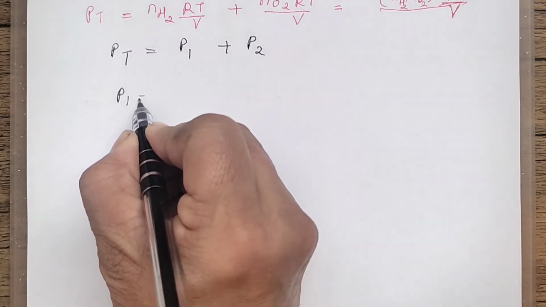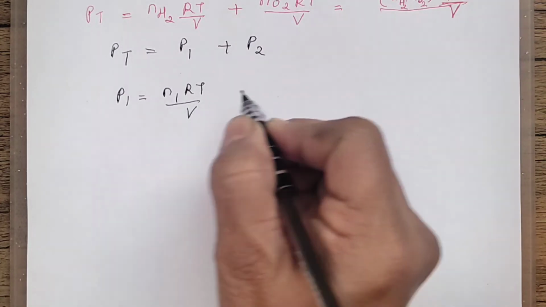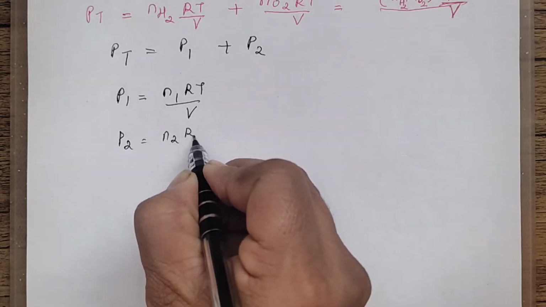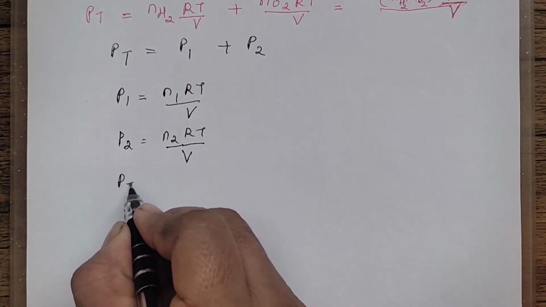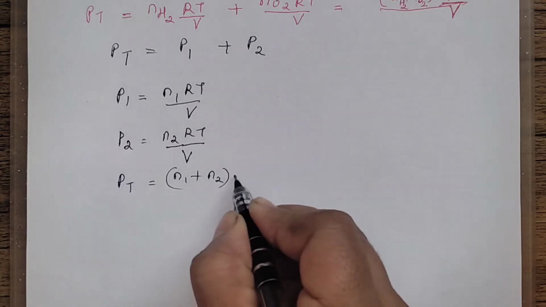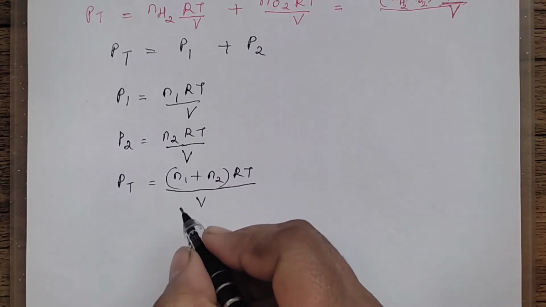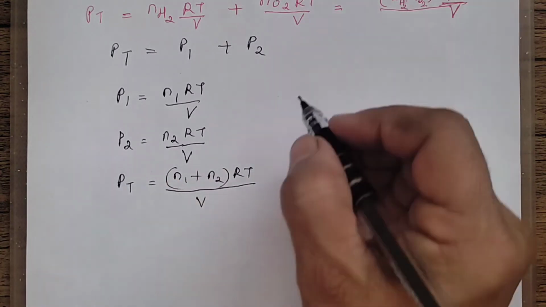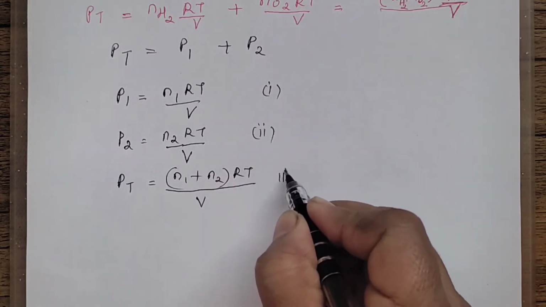We wrote P1 as equal to what? The number of moles of 1, N1 R T by V. What will P2 be equal to? We can write P2 as equal to N2 R T by V. That is for the second gas. We can write down the total pressure as equal to N1 plus N2 RT by V. It is the same thing, but instead of writing hydrogen and oxygen, now I have written number of moles 1, 2, and partial pressures P1, P2. Now let this be equation 1, this be equation 2 and this be equation 3.